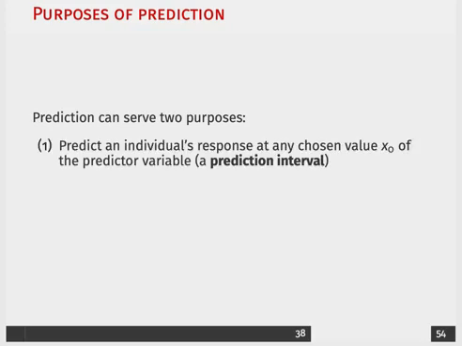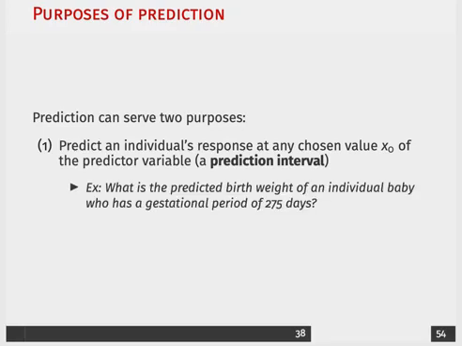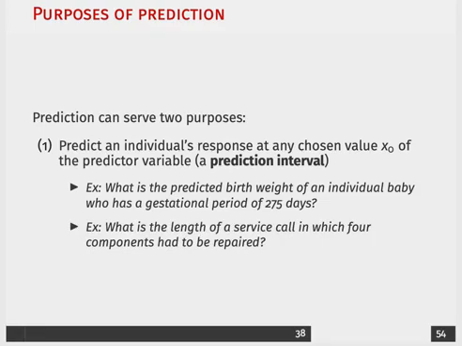So the first is we may have an individual and we're interested in if we changed a given value for that individual, what would the predicted response be? So for a chosen value of x naught, how does the outcome change? That's going to be our prediction interval. An example of this could be what is the predicted birth weight of a given individual baby who has a gestational period of 275 days. Or it could be like what is the length of a service call in which 4 components had to be repaired.